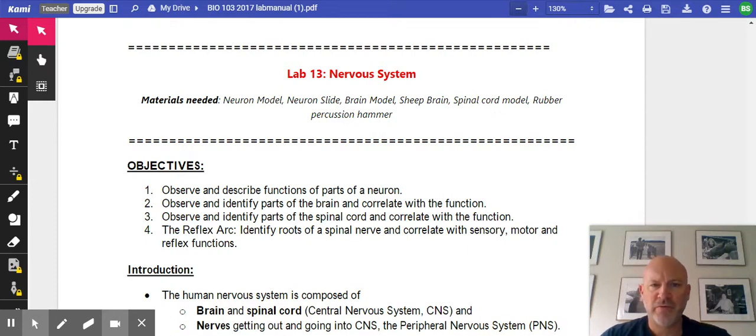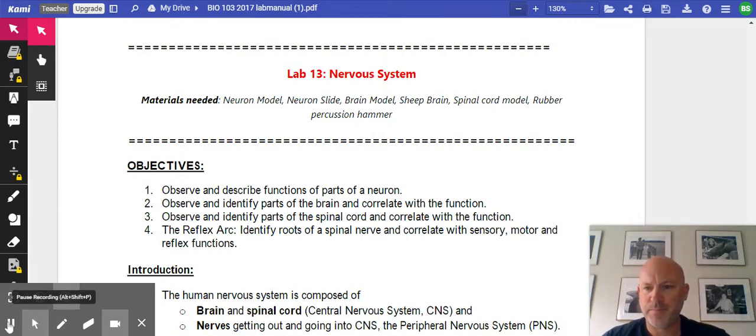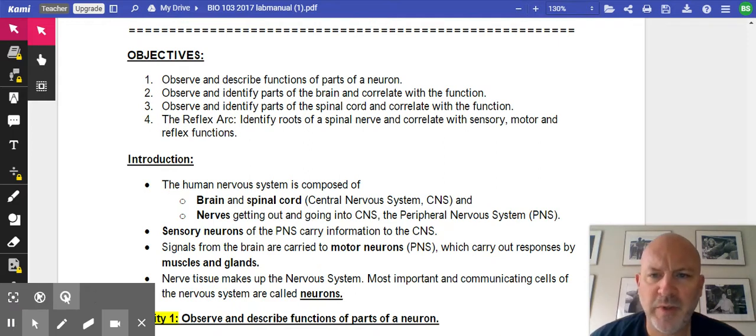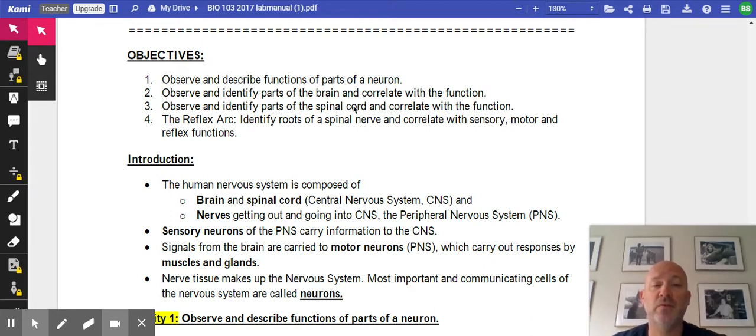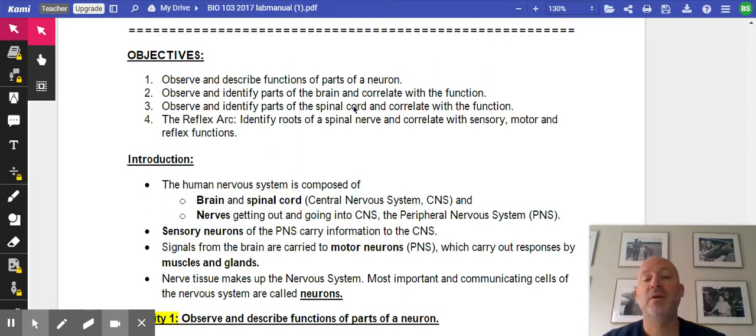So if we go through the nervous system lab, we can begin with these objectives. First thing we're going to do is look at the neurons. Then we're going to look at the brain. We're going to identify some of the parts of the brain. We'll talk briefly about some of the functions of those parts. We'll look at the spinal cord, specifically a cross-section of the spinal cord, and we'll talk about some functions of that. And speaking of the spinal cord, there is a process called the reflex arc that we will look at as well.